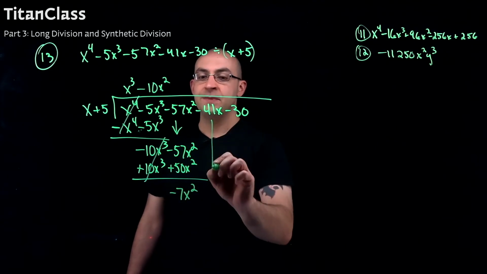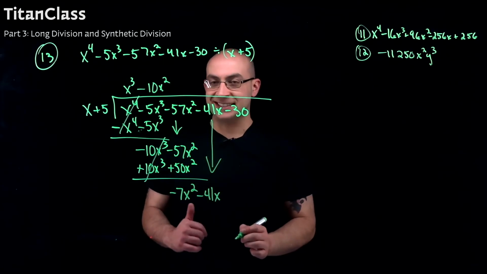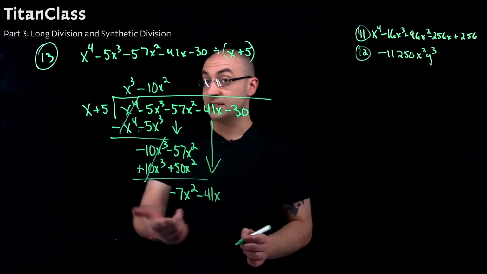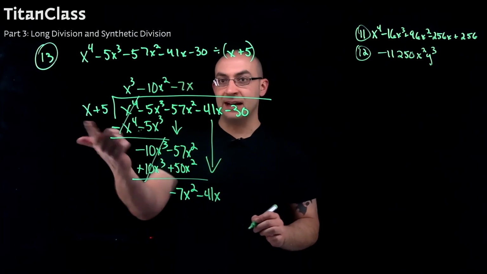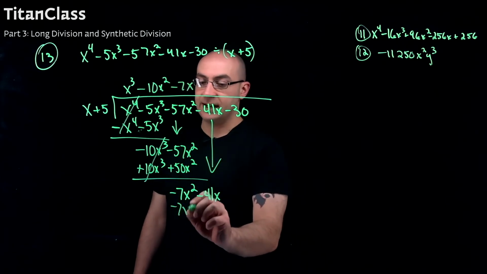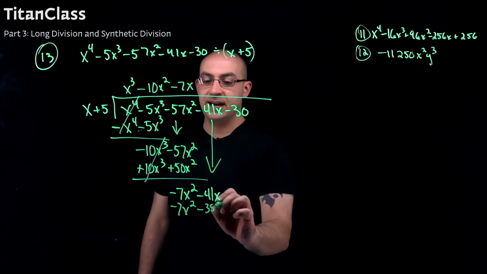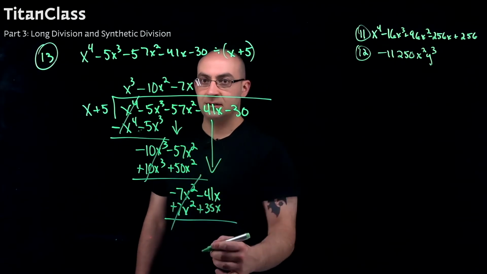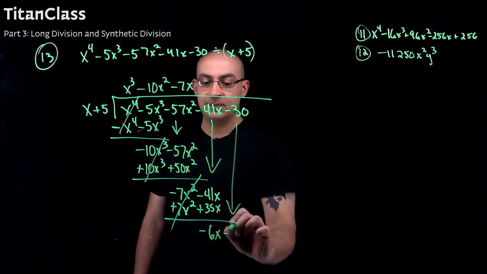Before we proceed, bring down the next term, negative 41x. Start the process again. How many times does x fit into negative 7x squared? Meaning how many times does it divide? Negative 7x times. Multiply through. Negative 7x times x we knew was already negative 7x squared. Negative 7x times 5 is negative 35x. Okay, change both signs, crosses out, subtract. Negative 6x, negative 30 drops down.